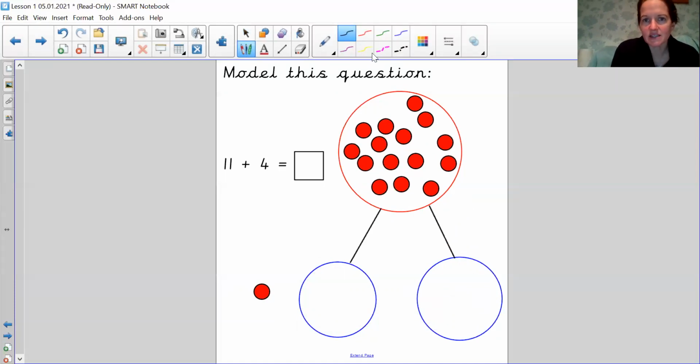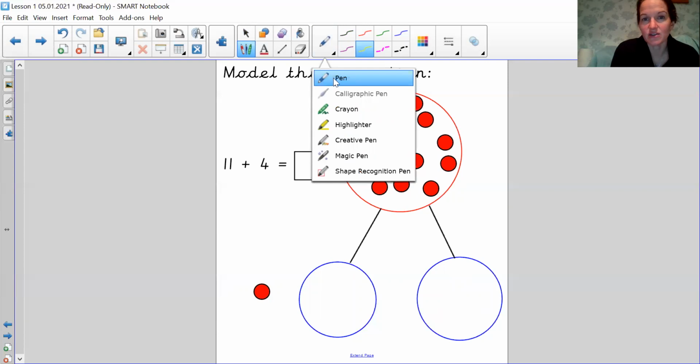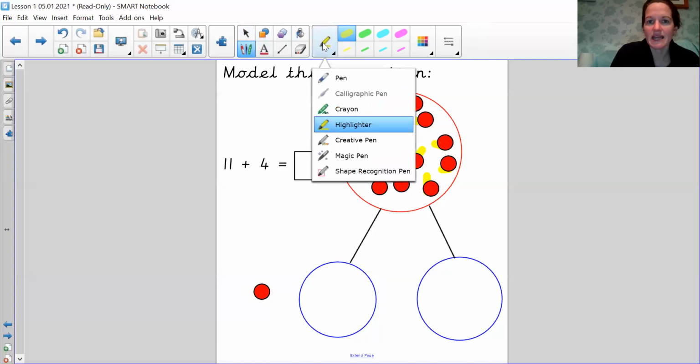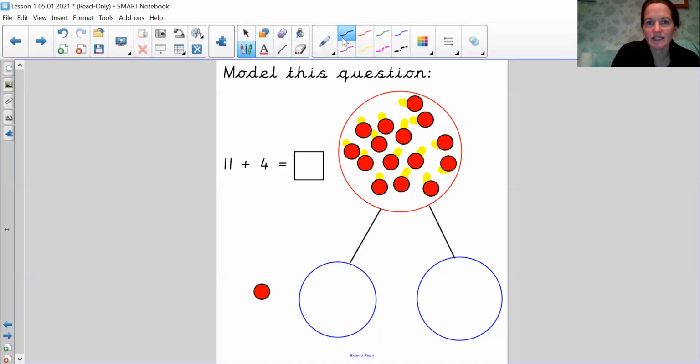So I am just going to use my highlighter so that we make sure we don't count them more than once. So let's count together. 1, 2, 3, 4, 5, 6, 7, 8, 9, 10, 11. Now we knew that. We knew we had our 11. So we could have started with 11 and just counted 4 on. 12, 13, 14, 15. So my answer then would be 15.